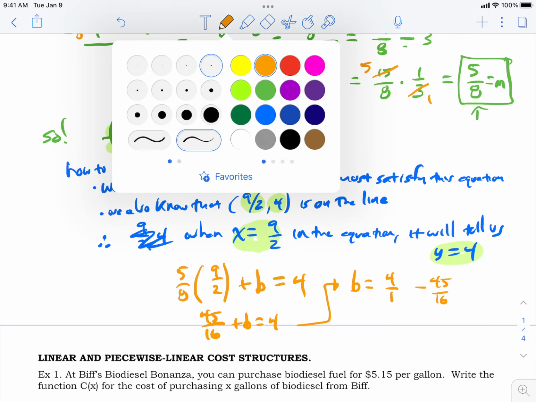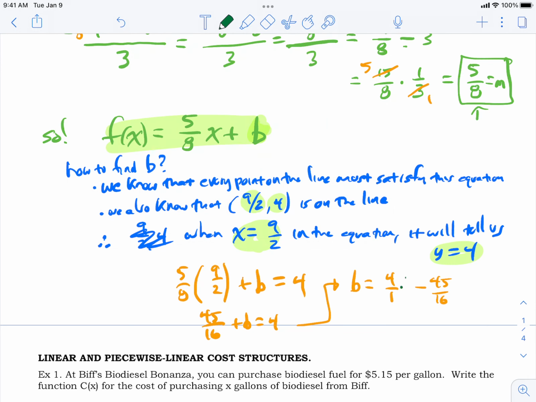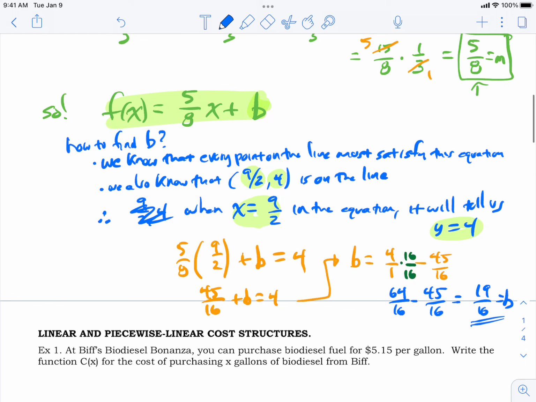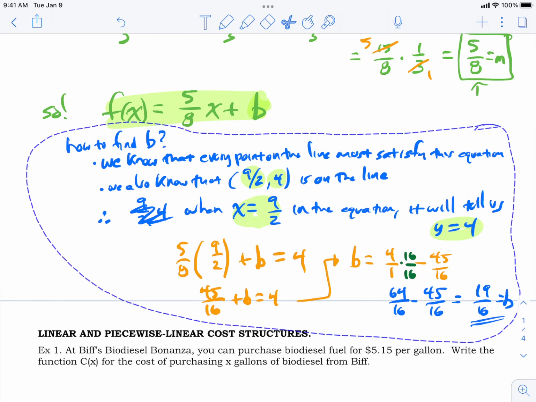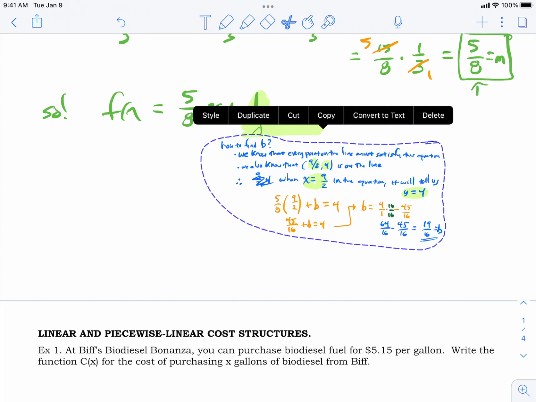Now, in order to subtract those two things, you must have a common denominator, so you do the old 16 over 16 trick. So what do we got? We got a 64/16 minus a 45/16, which is, let's see, 19 over 16. That's our b. And so now I can finish this, and before I finish this, let me do the old shrink this down trick. Boy, I love being able to do this. Nice way to get rescued.